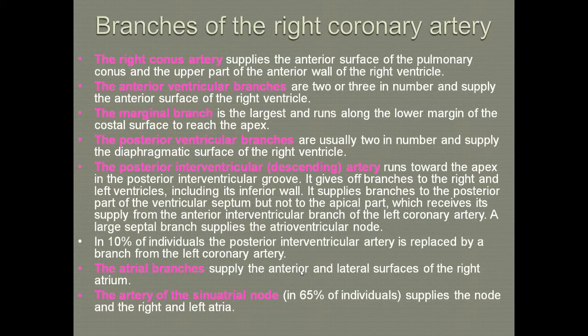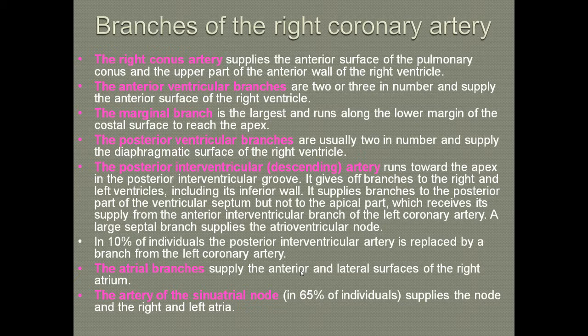Branches of the right coronary artery. Right conus artery supplies the anterior surface of the pulmonary conus and the upper part of the anterior wall of the right ventricle. The anterior ventricular branches are two or three in number and supply the anterior surface of the right ventricle. The marginal branch is the largest and runs along the lower margin of the costal surface to reach the apex.